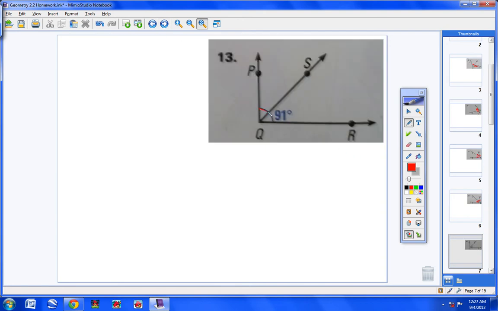The whole angle is 91. And QS cuts that 91 right in half. And so they want us to find the measurement of this little angle here and this little angle here. So we're going to take 91 and cut it right in half. And when you do that, you get 45.5 degrees. And this angle here would be 45.5 degrees. And that's number 13.